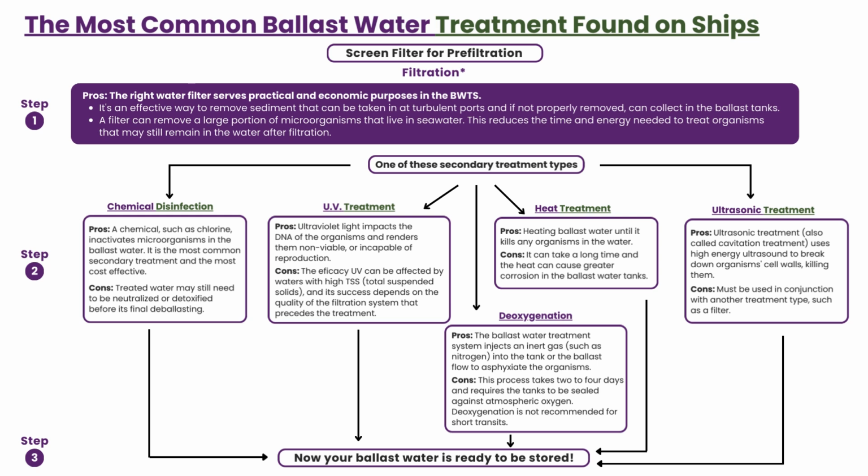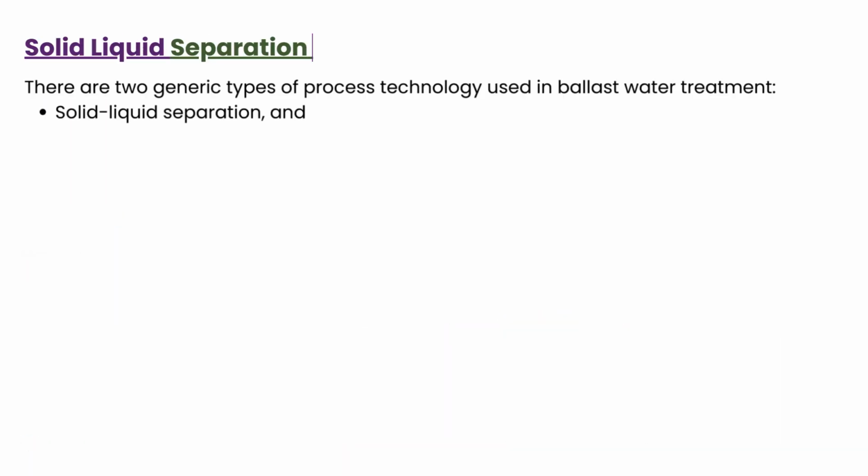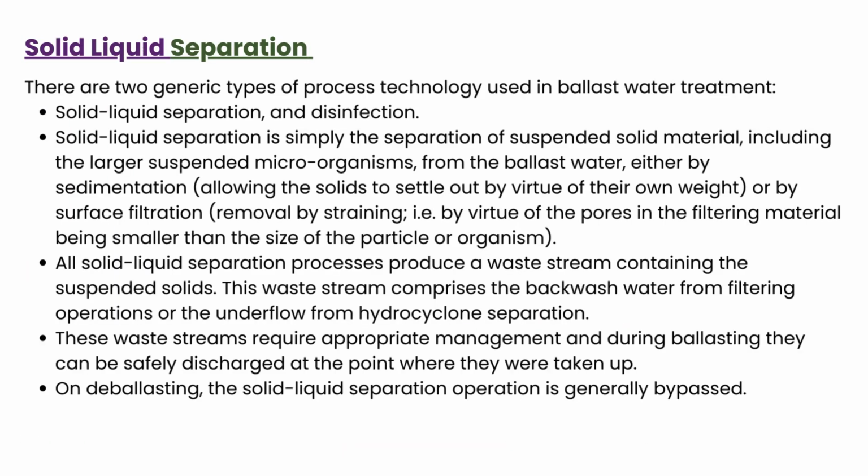This is step 2. You are either doing chemical disinfection, ultraviolet treatment, heat treatment or ultrasonic treatment, or deoxygenation. Any of them, this is there. Now, once the complete treatment is done, you are further putting the water in the ballast tank and they are ready to be stored. Solid liquid separation. Now let's come down to the first process of filtration. This is solid liquid separation.